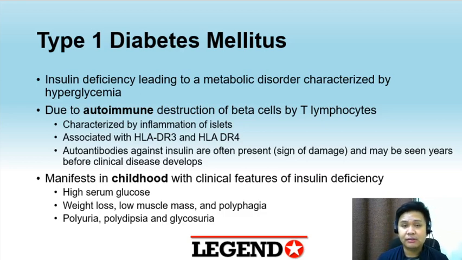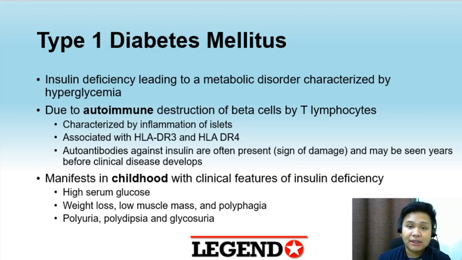Now, why do patients with type 1 diabetes mellitus develop insulin deficiency? This is due to autoimmune destruction of beta cells by T lymphocytes. So type 1 diabetes mellitus is primarily an autoimmune disorder wherein you have destruction of your beta cells. We know that your beta cells are the cells in the pancreas responsible for the production of insulin. So with the destruction of beta cells, you have a deficiency of insulin. So this is characterized by inflammation of islets, and it is associated with your HLA DR3 and DR4.